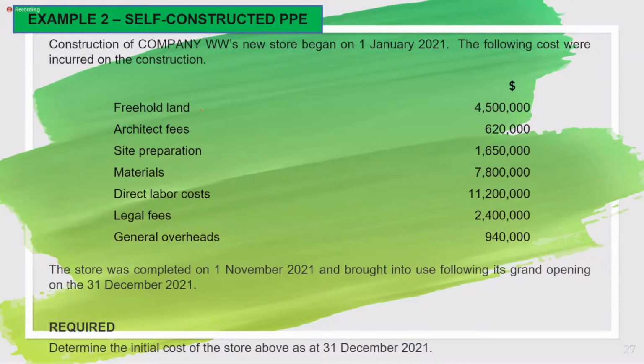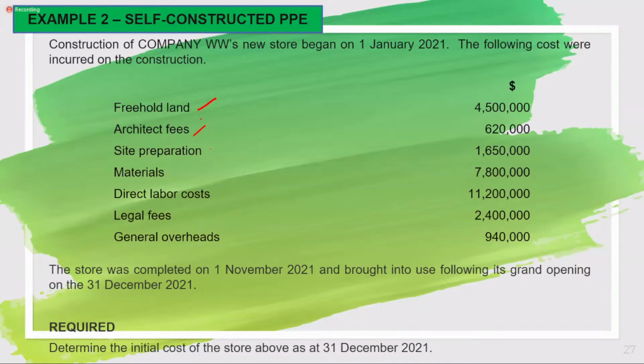Freehold land, patut masuk enggak? Masuk. Architect fees. Patut dimasuk dalam initial cost ataupun tak perlu? Tidak. Kalau tak ada architect fees tu, boleh ke kita bina bangunan? Masuk, madam. Patut masuk, sebab tanpa architect fees, you cannot build up the store. Dia tak akan bagi permission. So, kena masuk.